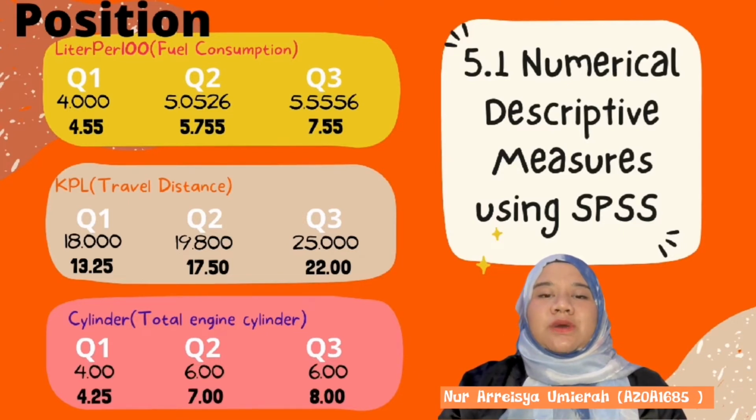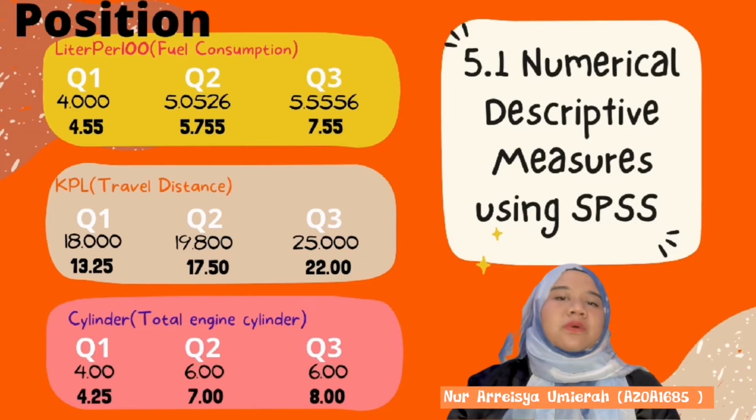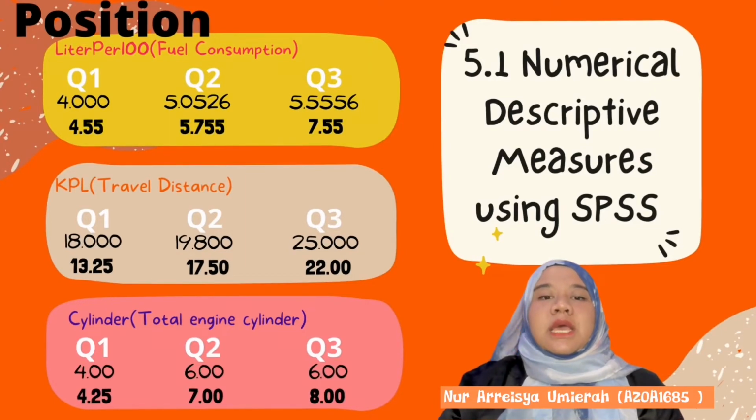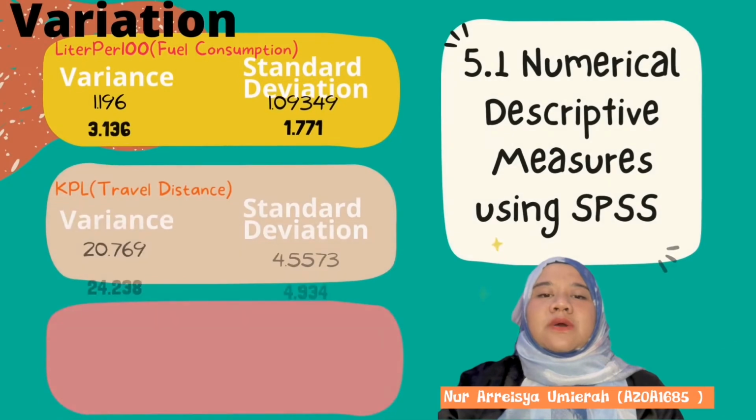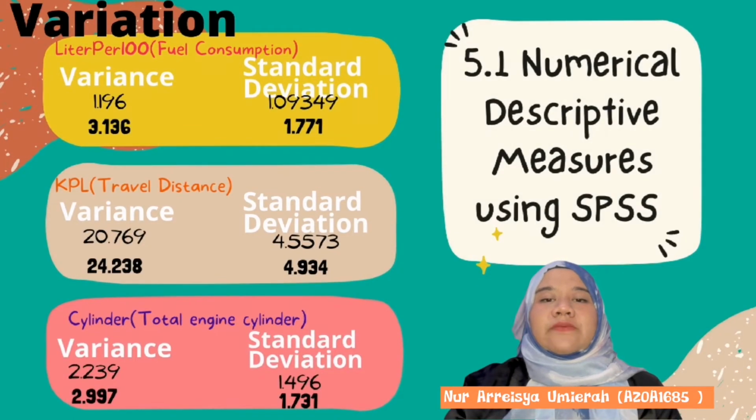Therefore, the range of KPL for travel distance is 19.1, while the range from data 3.1 is 16.4. The range of cylinders for engine is 4, which is the same as the result from data 3.1. Next, we can see the variance and standard deviation for each variable.